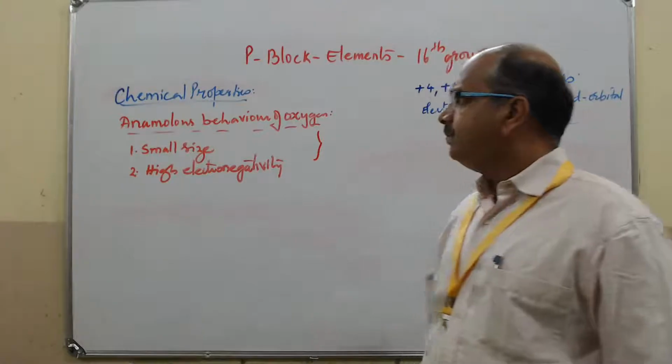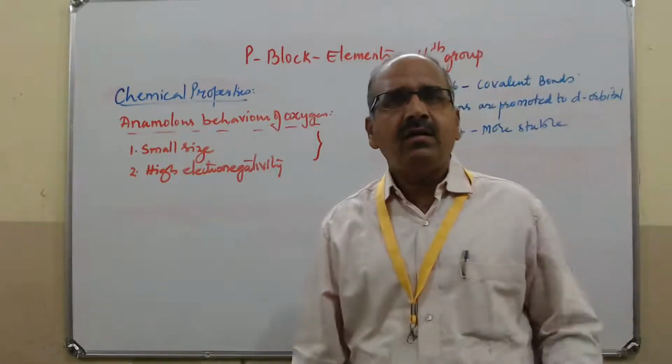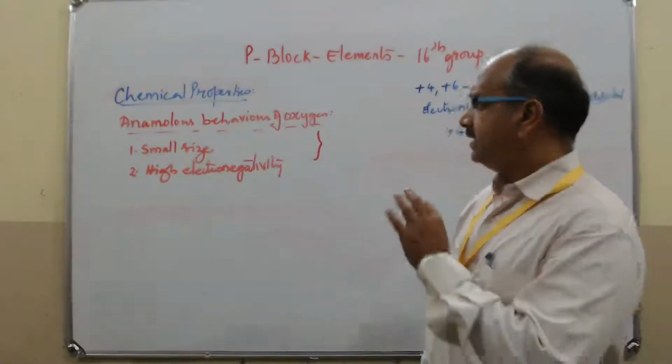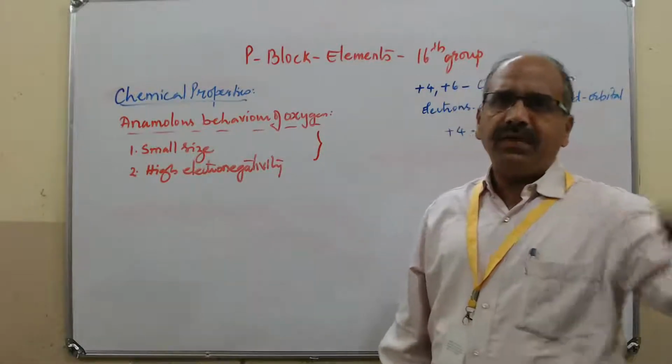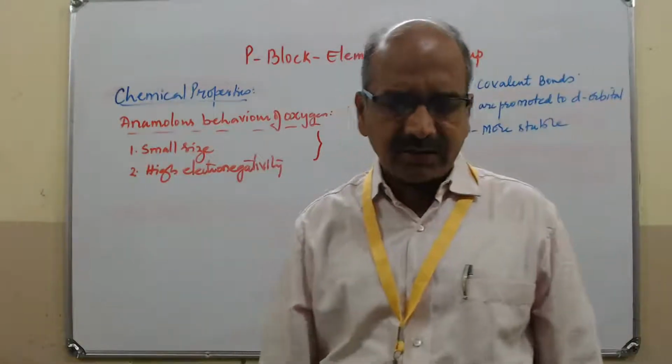If they ask for 2 points, these 2 points you are supposed to write there: it is small in size and it has high electronegativity compared to the rest of the elements.